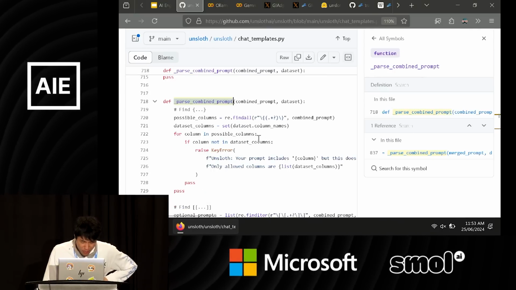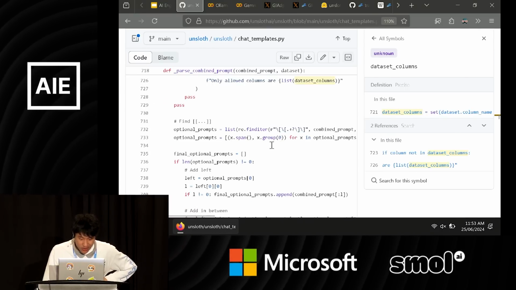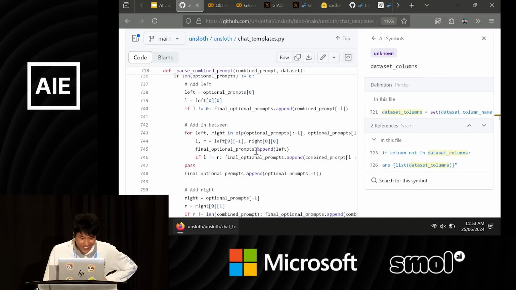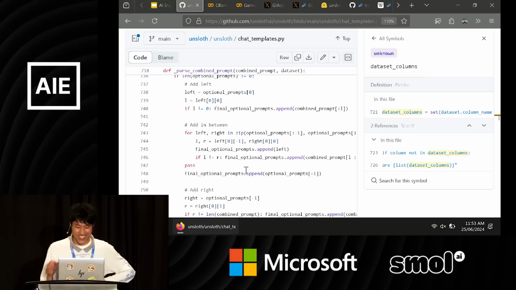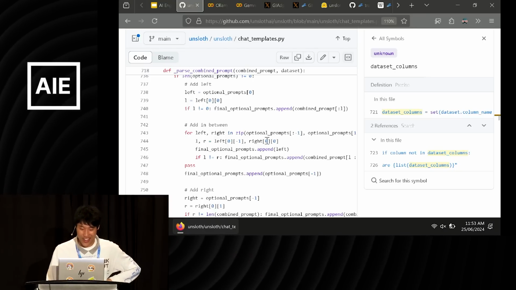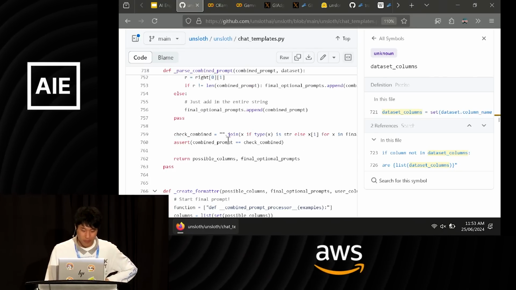Okay, so we have something called parse combine prompt, which does some O of n squared. I didn't actually optimize this. It does O of n squared. I should have done O of n, but anyways, it's O of n squared, checking the prompt.